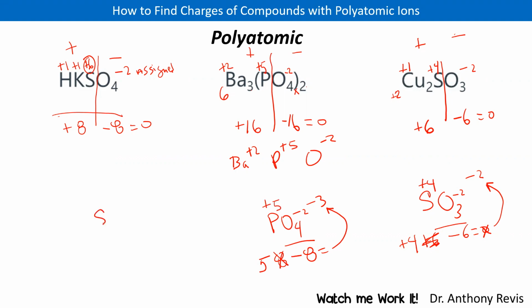So let's just do sulfate also. So SO4, we know the charge on SO4 is -2 overall. And this time I won't play any games. We'll just go right to work. 4 times that will be -8. And we need -2. So this is +6. Therefore, sulfur here is +6. Over here it's +4. So there you have it. That's how we find the charges of polyatomic ions.